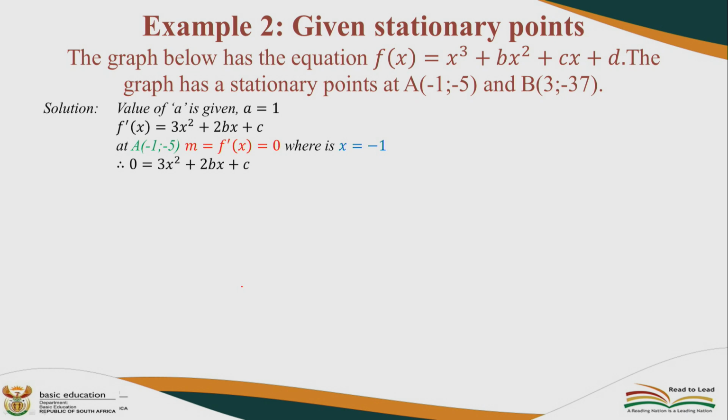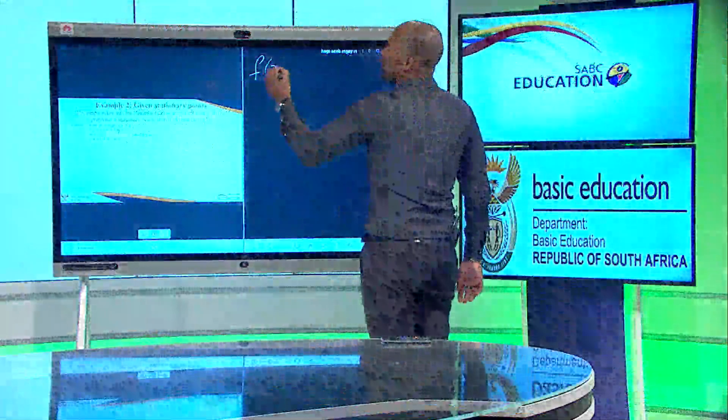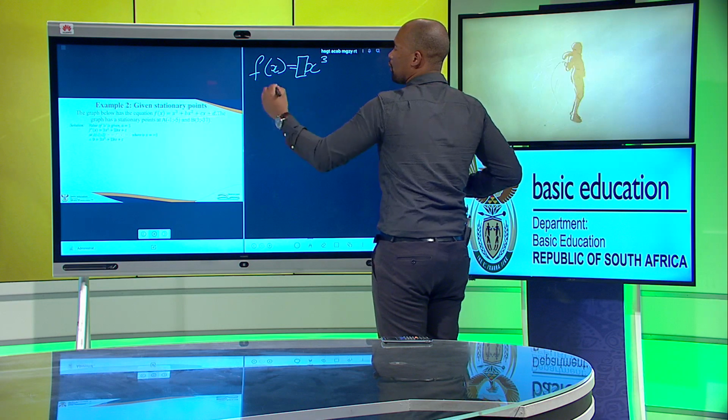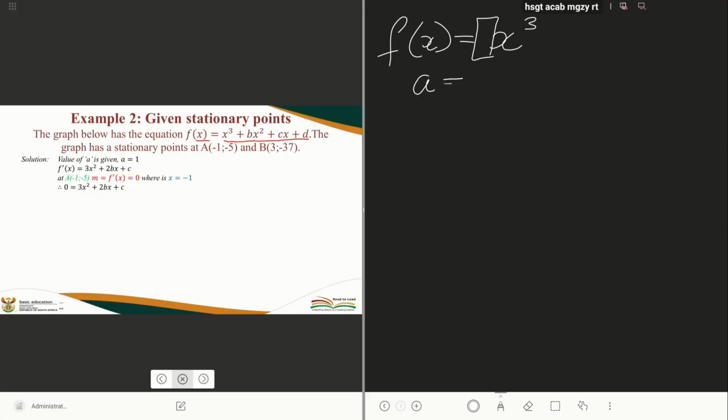So what do you see there? I have unknown a, b, c. I have unknown b, c, d. In this question, before going further, as you see there, it says f of x is equal to x cubed. Already we are given the value of a to be equal to 1. So there, the value of a is equal to 1. All right. So the first derivative, that's what you see there.